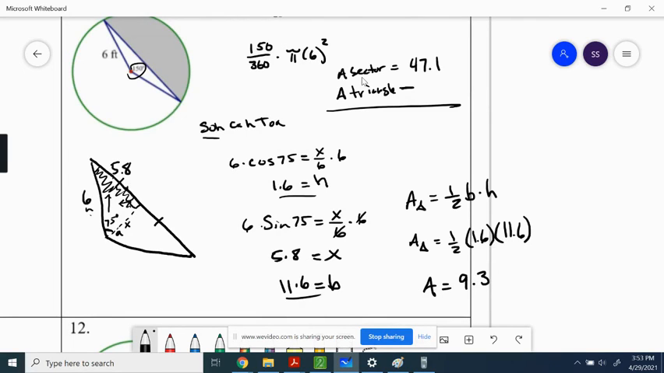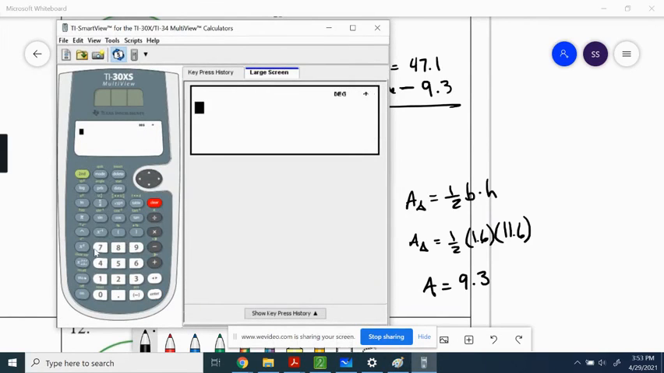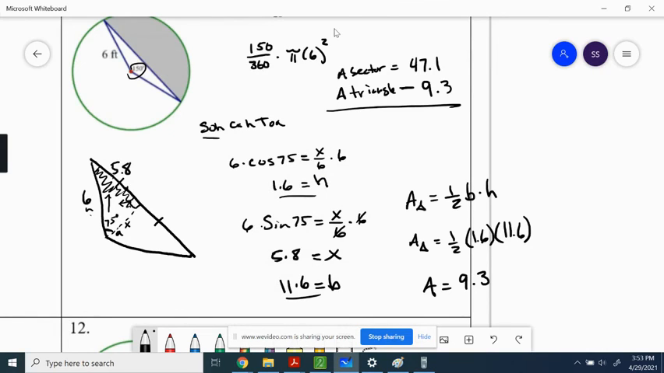So now, last thing we need to do is subtract the area of the triangle from the area of the sector, and you have your answer. So, clear. 47.1 minus, oops, didn't get the 0.1. 47.1 minus 9.3, we get 37.8. 37.8, and this is going to be feet. Again, this is area, so it's still going to be squared. And this is how we get area of a segment.